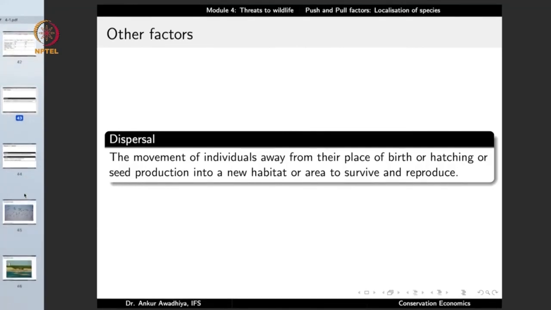Other factors that govern the distribution of species are things like dispersal. Dispersal is the movement of individuals away from their place of birth or hatching or seed production into a new habitat or area to survive and reproduce.